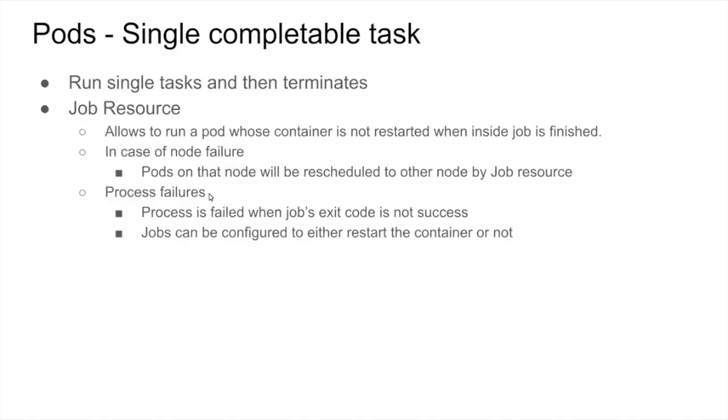So a job resource is a single task which terminates or completes. It could be one task which runs only one time, or it could be a repeatable task which runs after certain intervals.